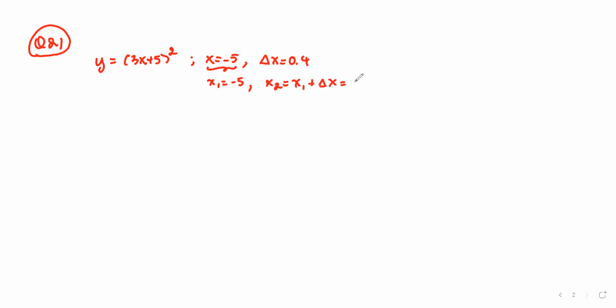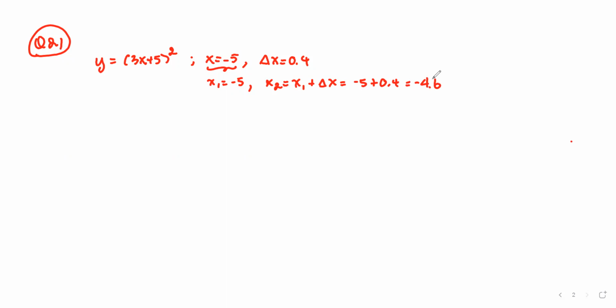The function is y equals the quantity 3x plus 5 to the second power, and the x value is negative 5. The delta x is 0.4. It means x is the x1. x1 is negative 5. So then the x2 is x1 plus delta x, which is negative 5 plus 0.4. What do you get, Min? Negative 4.6. Negative 4.6, yes.